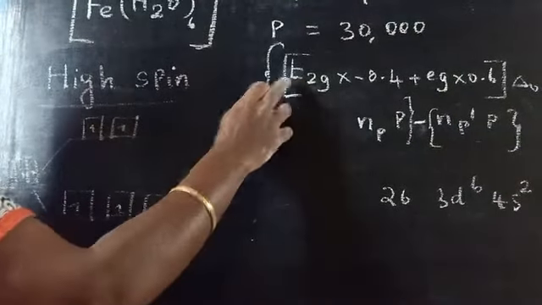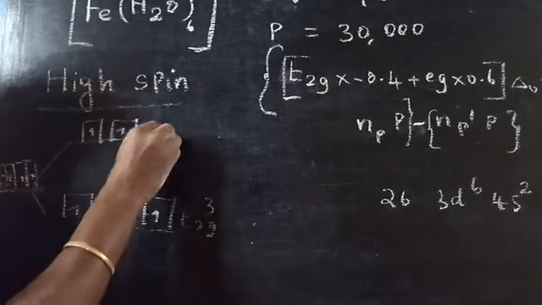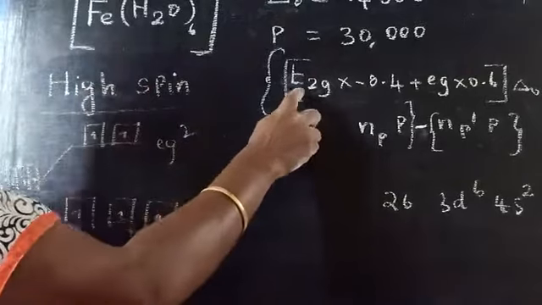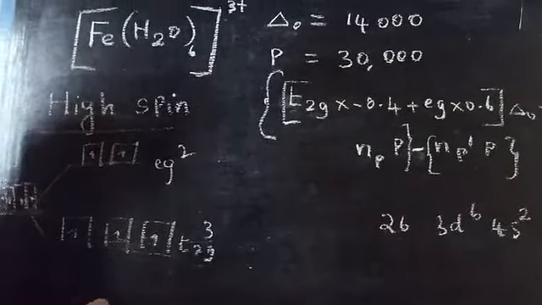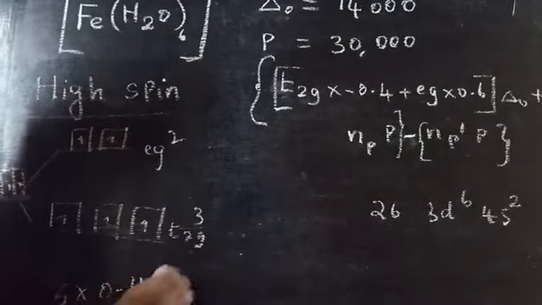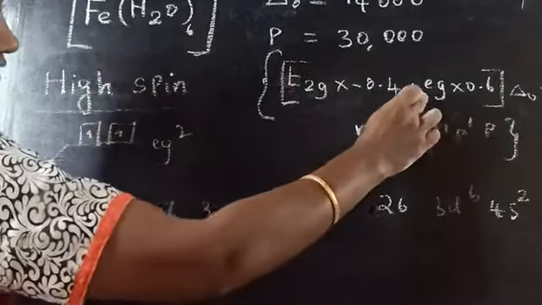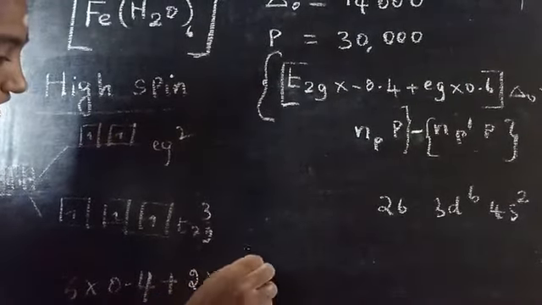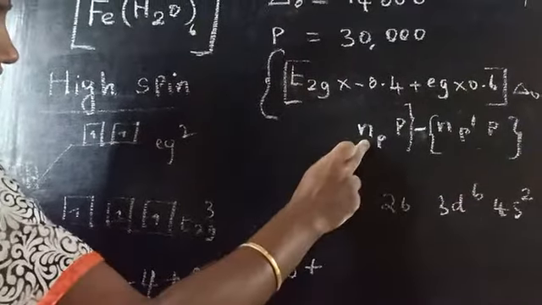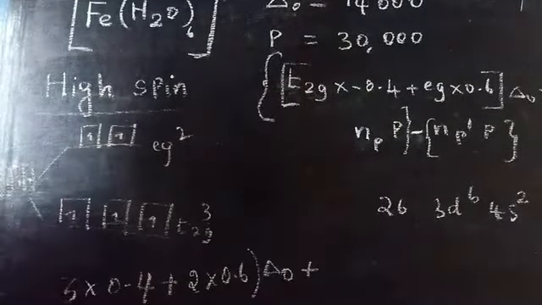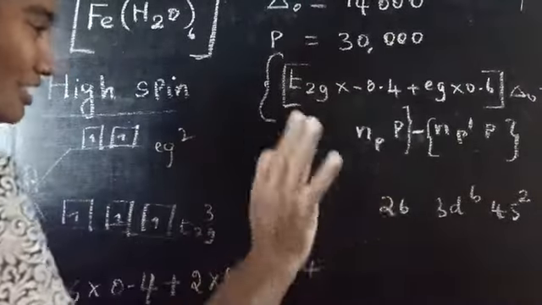Now T2g, how many electrons? 3. So T2g has 3 and Eg has 2 electrons. So for T2g, write the number of electrons 3 into 0.4, plus Eg number of electrons 2 into 0.6, delta 0, plus the number of electron pairing. Here there is no pairing, so zero. This is also zero, this also zero.